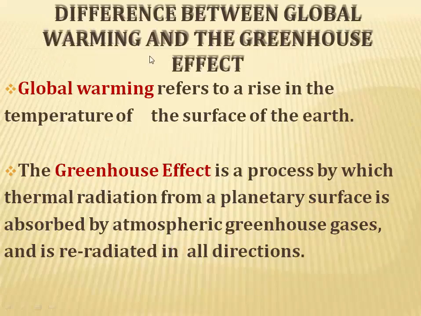So what is the difference between global warming and the greenhouse effect? Global warming refers to the rise in temperature of the surface of the earth, whereas the greenhouse effect is a process by which the thermal radiation from the planetary surface is absorbed by atmospheric greenhouse gases and is radiated in all directions. So you can see the difference. The greenhouse effect is very long term and its impact is very high, whereas global warming is the overall rise in temperature of the earth.